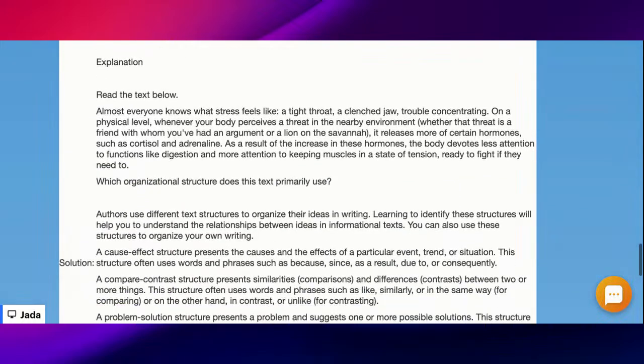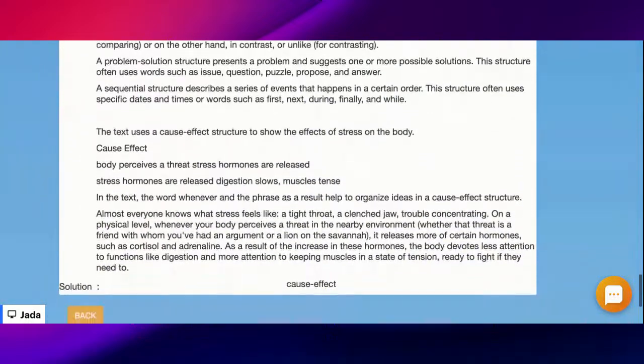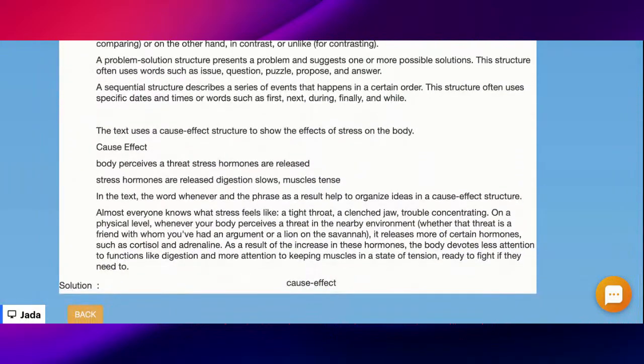So let's go down and see what this is. This is cause and effect. If there's a reason, then there's a cause and then there's an effect. So due to this, this happens.